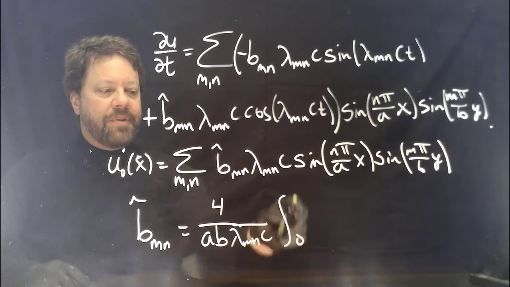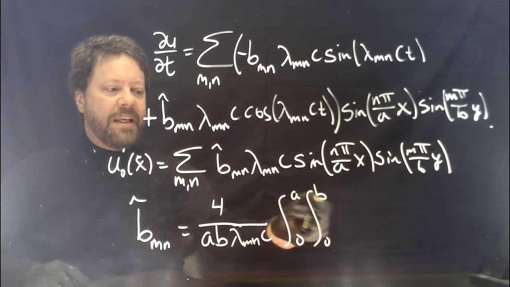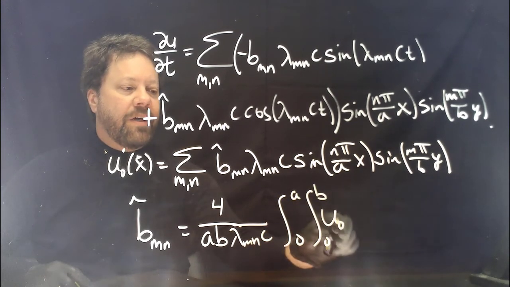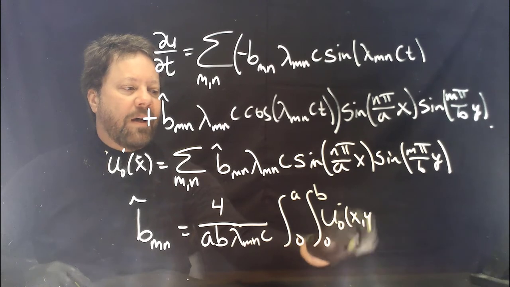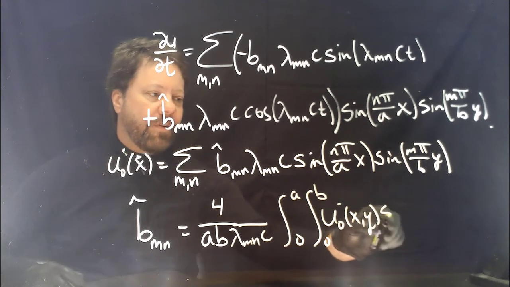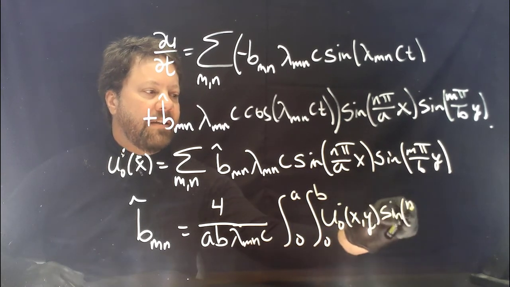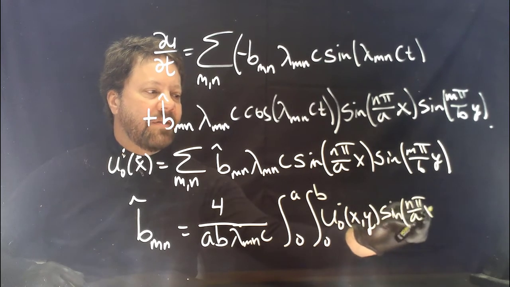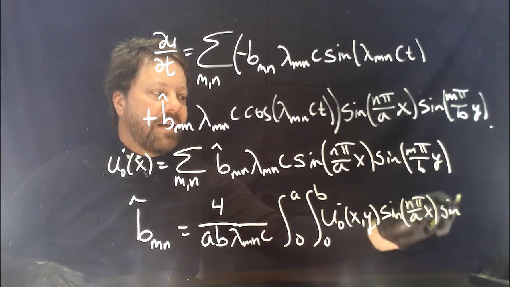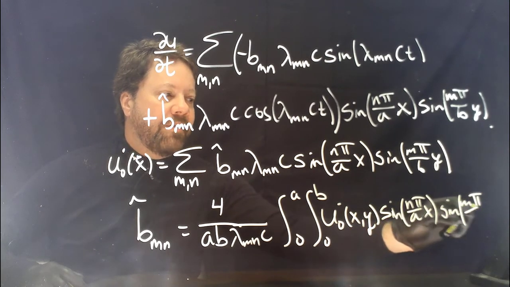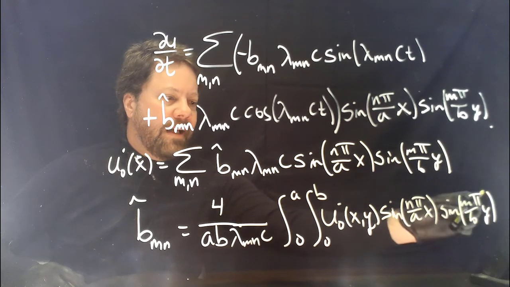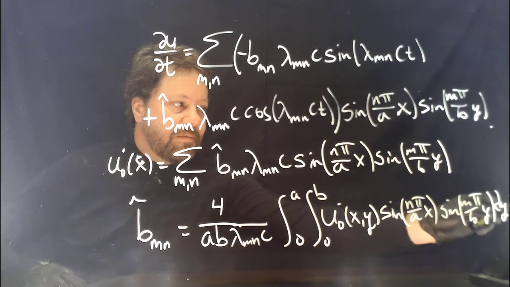And then the integral from 0 to a, the integral from 0 to b of u naught dot x y times elements of the Fourier basis. Sine of n pi over a x, sine of m pi over b y, and dy dx.